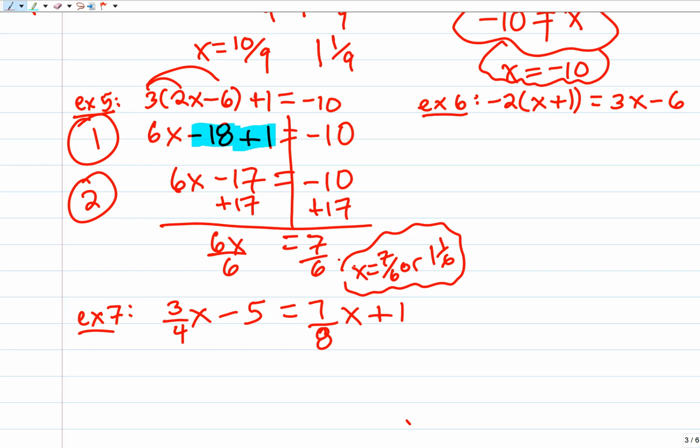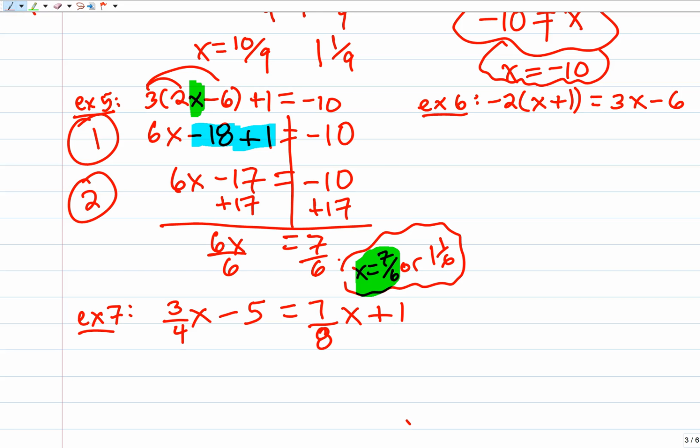Could I check that answer? Like I said, depending on your calculator, that's either easier or harder for you, but you could. I could do 3 times 2 times 7, 6 minus 6 plus 1. We could do that, and it should equal negative 10. So you literally just take this answer right here and stick that in place of the x, and it should equal negative 10.